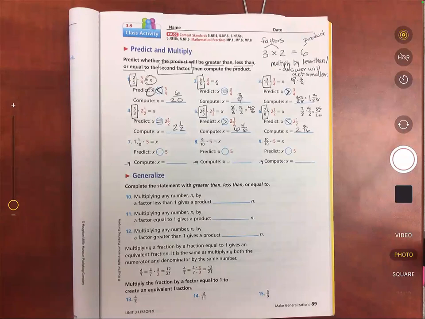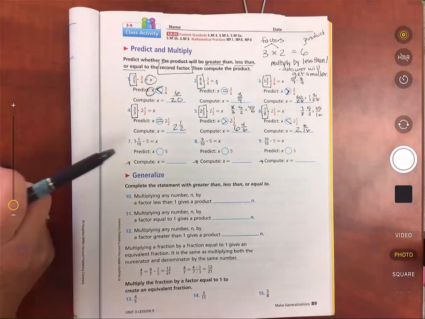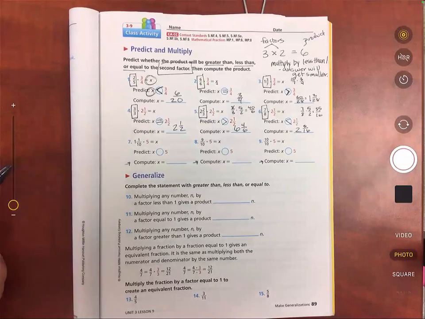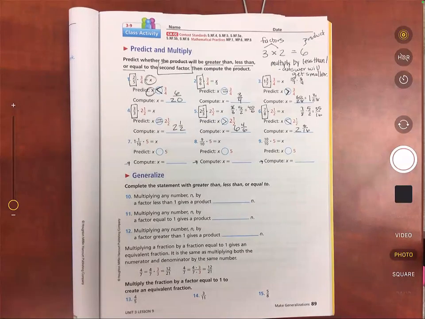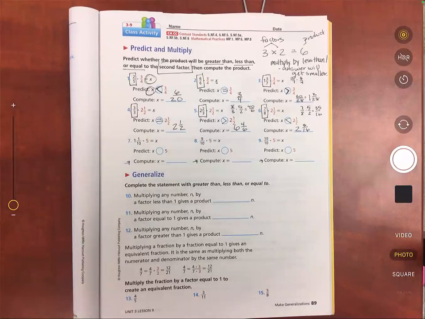So compute just means solve. It means figure out what 1 1/10 times 5 is. What's 9/10 times 5? Compute just means solve. Oh, and our 2 minutes is up. All right, here we go. If you got it, if you're done, stay with us. Check your work as we go. If you didn't get it, continue to learn as we go, okay?